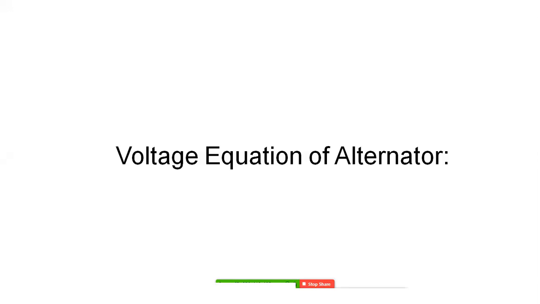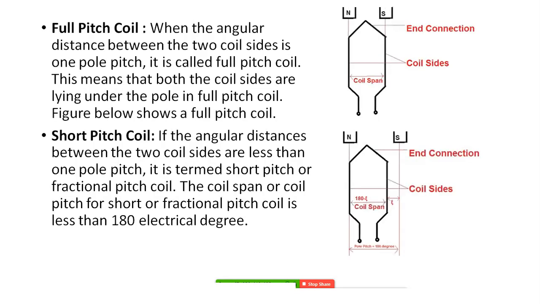Already we have completed the working and the construction of alternator. Now, before going to the voltage equation of alternator, we need to know some specific terms, of which the first one is full pitch coil and the second one is short pitch coil. So what is full pitch coil and short pitch coil? Just look at the diagram first.